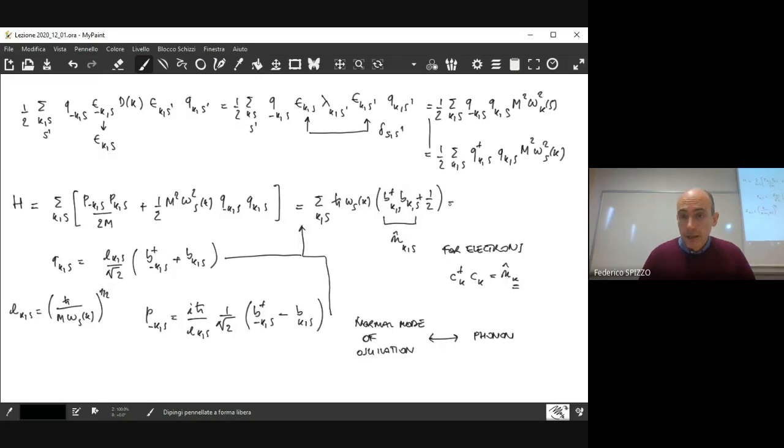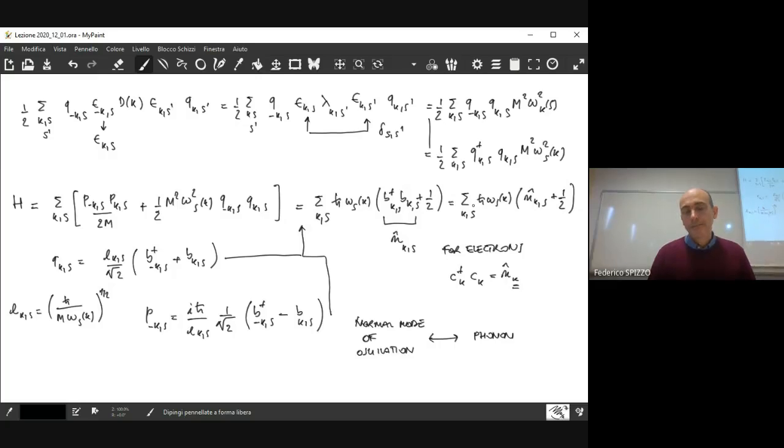We may rewrite this as a sum over k and s of h bar omega s of k times the number operator n k s plus 1/2. And this is very similar, apart from a couple of symbols, to the representation of the energy of the quantum mechanical harmonic oscillator. In that case, you had h bar omega times an integer plus 1/2. So 1/2 was there for the zero point oscillation, and then you had the possible excitation of that system.